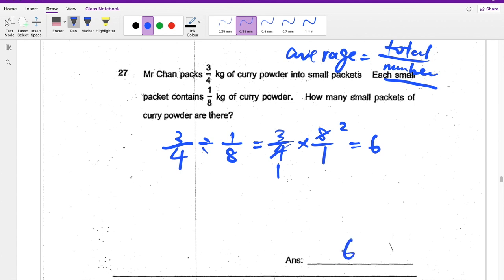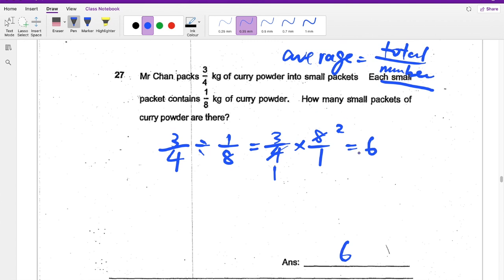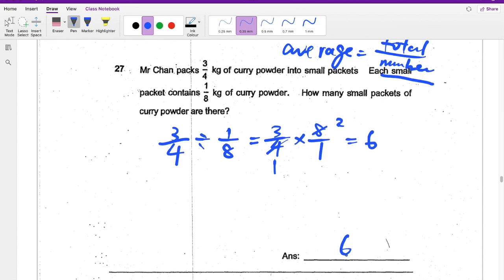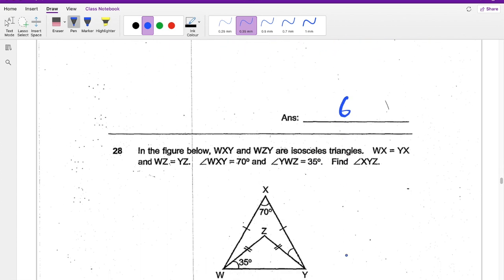Well, this one has 6. So in this case, if we still have a remainder, for example, after dividing we left a bit of curry powder, then how many packets do we need to have? Well, then different from the previous, we don't omit the remainder. We need to add 1, because we need 1 extra packet for this left powder. We cannot throw it away.